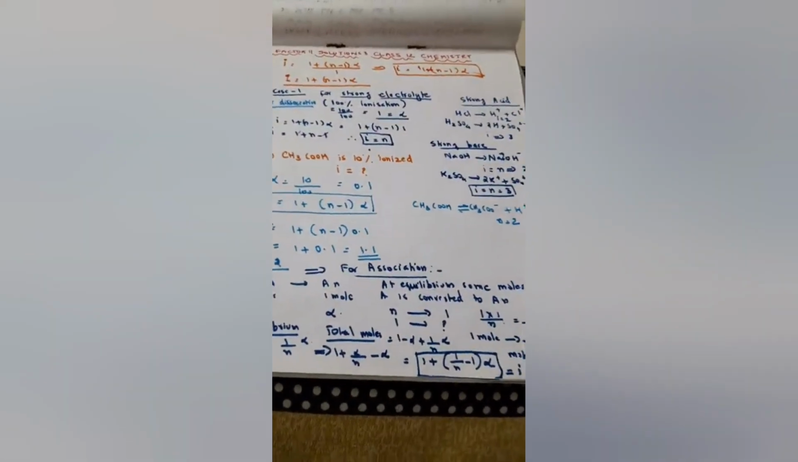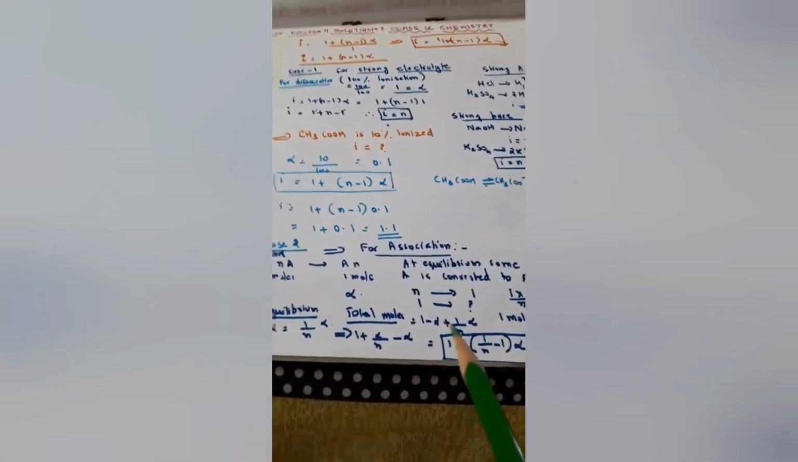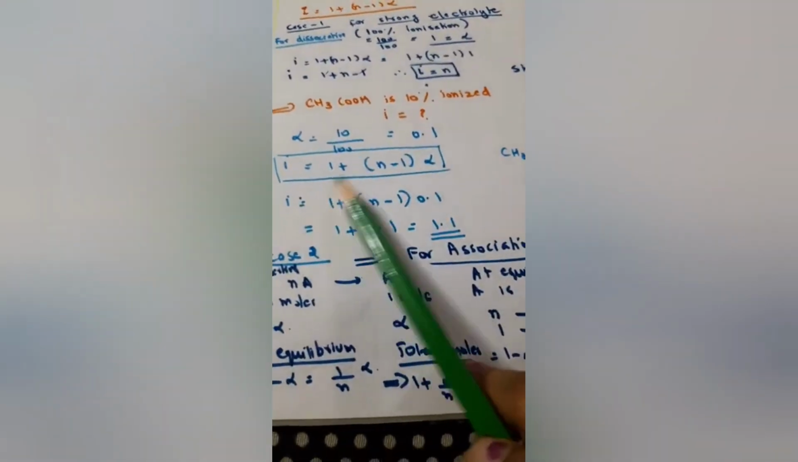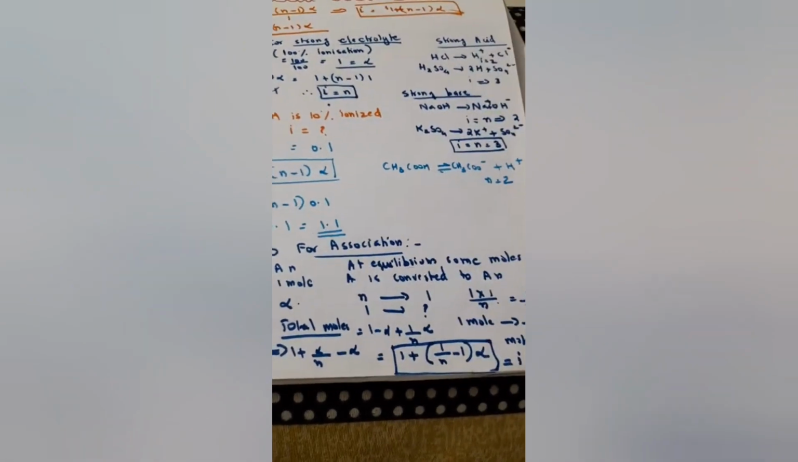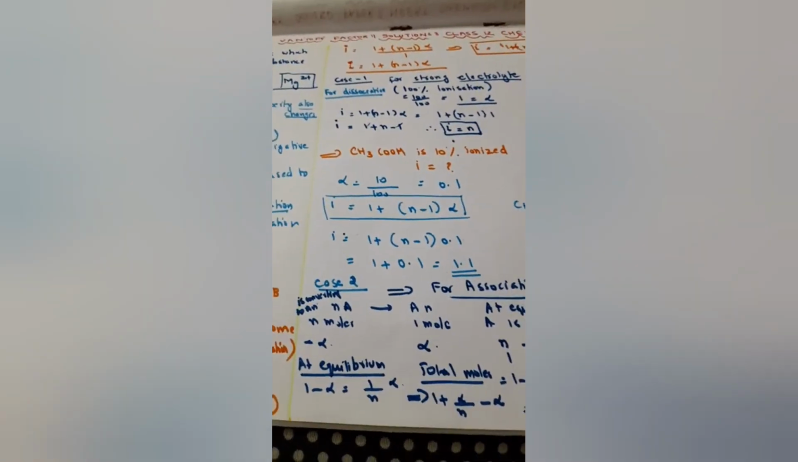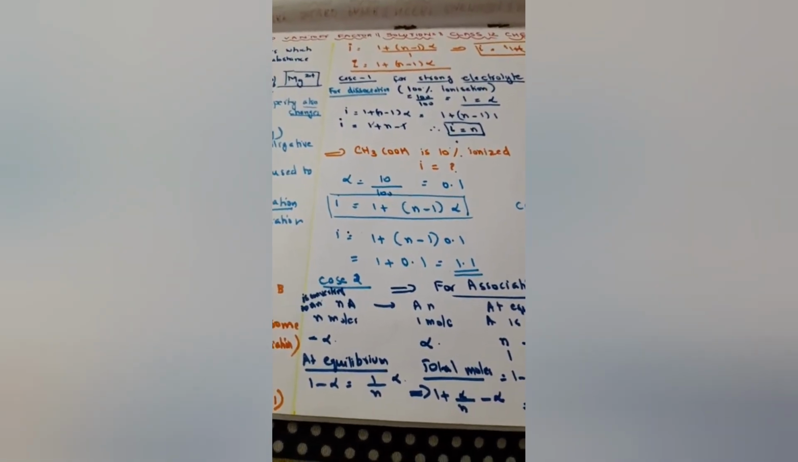Whenever you get sums like this, just remember the formula. This is the formula for association, and you apply this. Then the formula for i in the case of dissociation, just remember these two formulas, and you can easily solve any sums which come from this Vant Hoff factor. Hope this concept is clear for you.